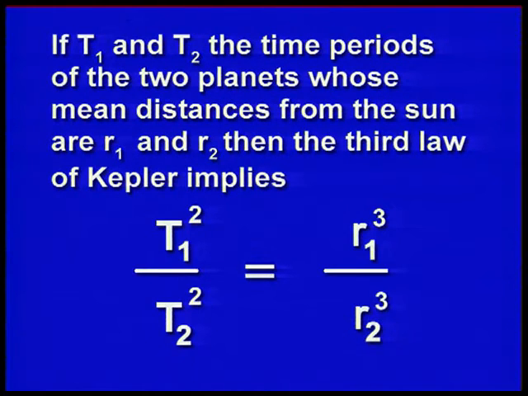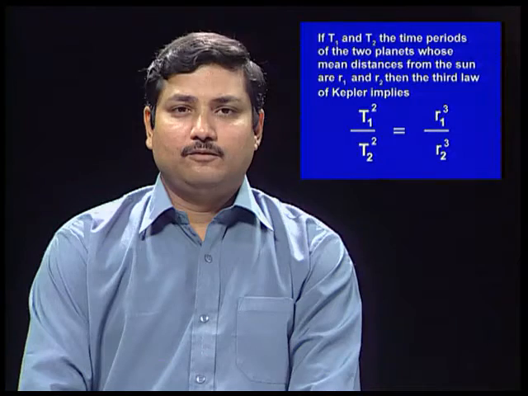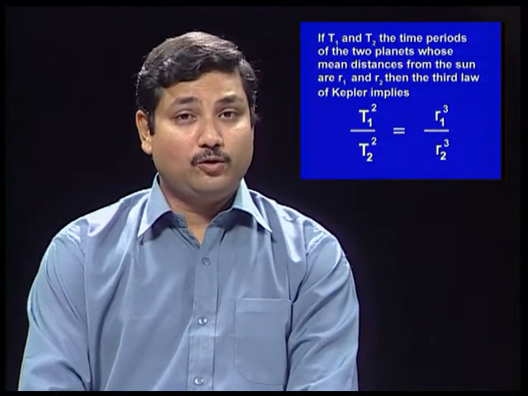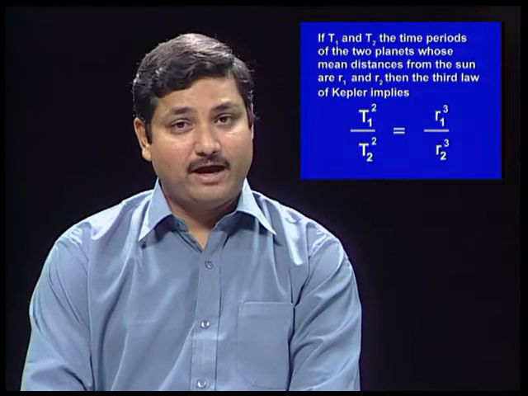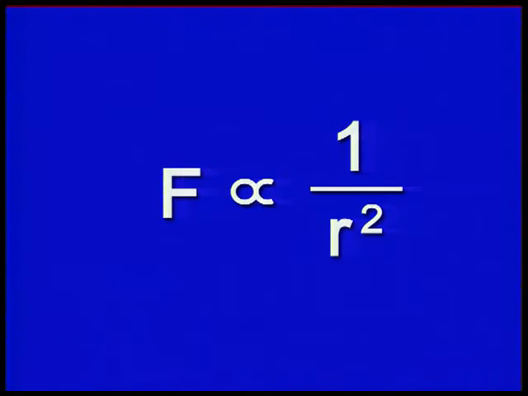Thus, if T1 and T2 are the time periods of two planets whose mean distances from the sun are R1 and R2, then the third law of Kepler implies T1 square divided by T2 square is equal to R1 cube divided by R2 cube. From this, he could show that the force between the sun and the planets varies as 1 by R square.